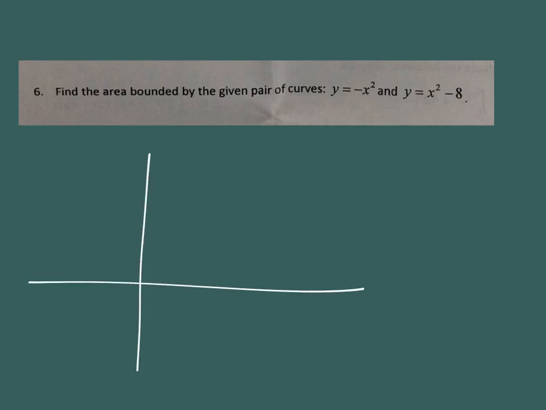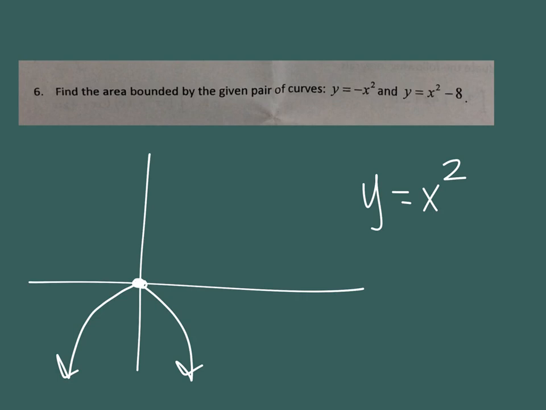Y equals negative x squared. This is just the graph of y equals x squared going in the opposite direction. Same vertex, (0, 0), but instead of going up, the graph is going down.